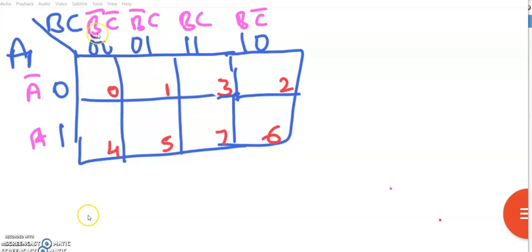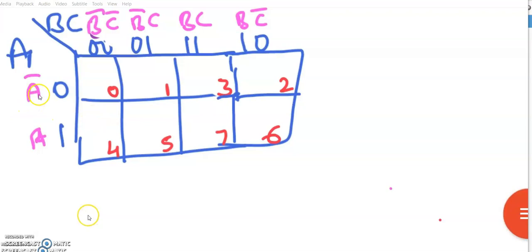Here it is B bar, C bar, so it will be represented with 0, 0. B bar, C: B bar it is 0, C it is 1. B, C: B it is 1, C it is 1. B, C bar: B it is 1, C bar it is 0. That is how we are going to represent it in order to write the cell values. So we are writing A vertically, B and C horizontally. The values of the cells have been written here.